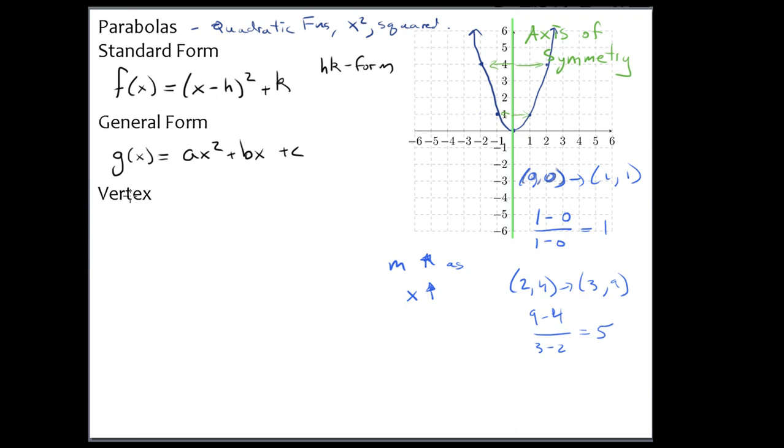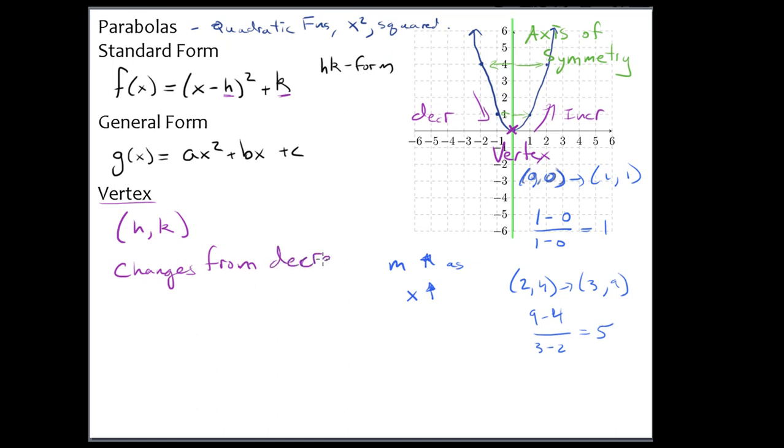Important to all parabolas is the vertex. The vertex is right here, the point where it changes from decreasing to increasing. In standard form, h and k give the vertex. It's at h comma k. Again, it's where it changes from decreasing to increasing, or vice versa. It's where it turns.